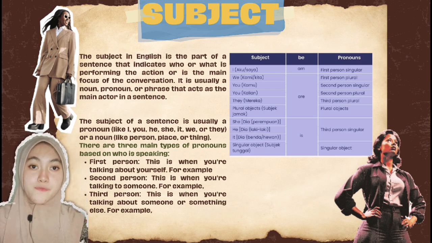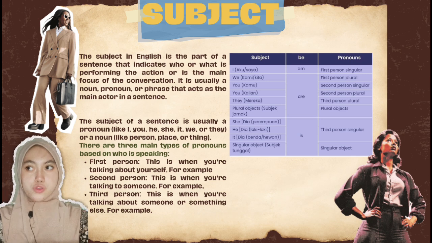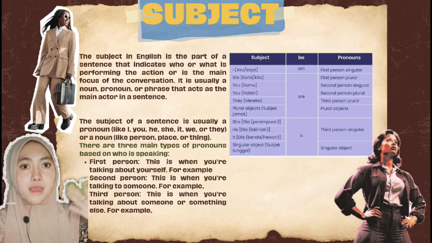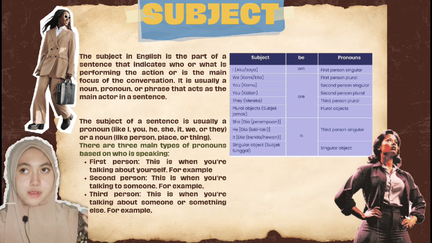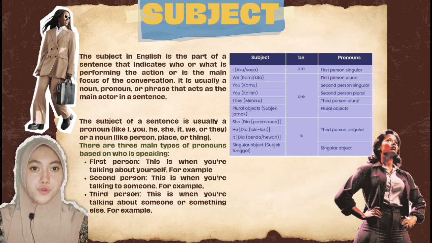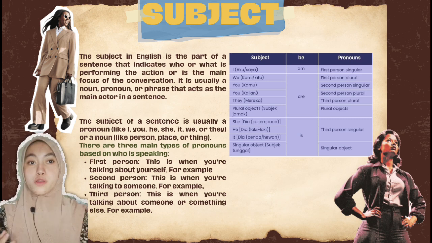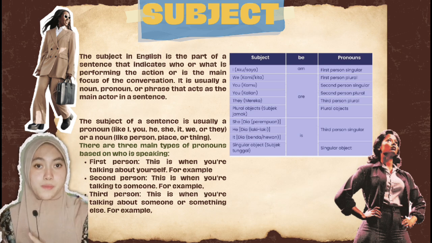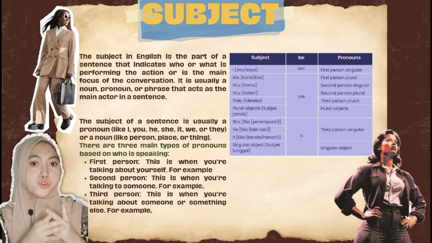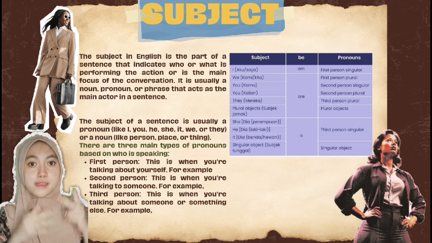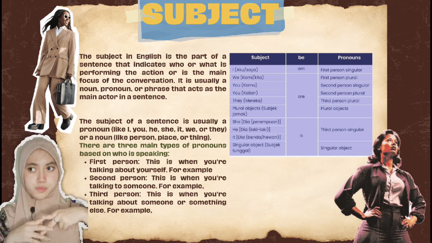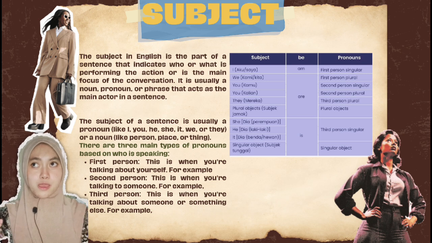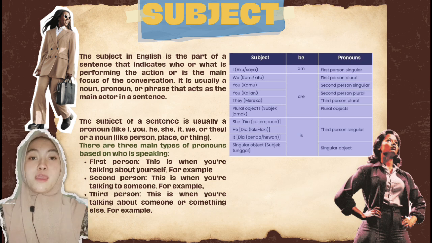The second one is second person. It's when you talk with someone, for example, you're reading a book, you're watching Netflix, you're going to the cinema. It just has two actors, two persons or two things, in that situation.